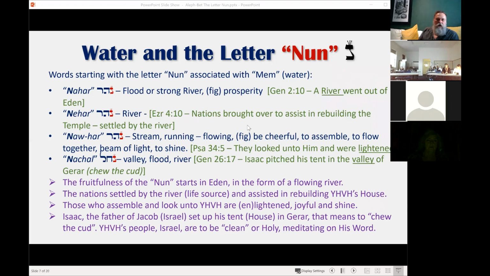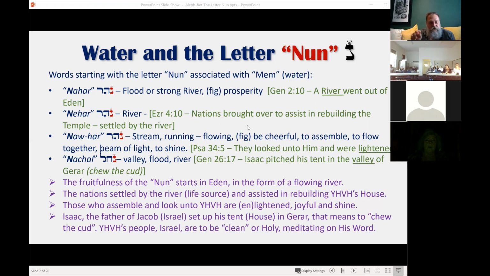Now, the next slide is looking at words that start with the letter nun. But what was interesting is that there are a lot of words that are associated with water, or the letter mem. Now, the first four words are linked to a river or a flood or a running stream. And I've just added the verses where they're first found, just to give us context of those words, to tell us a little story.